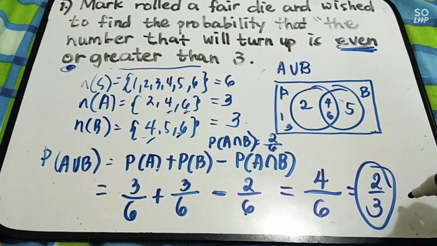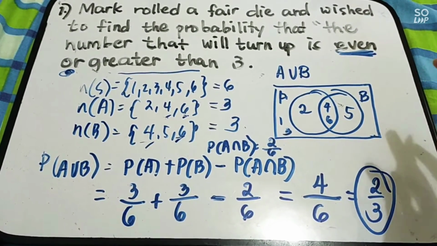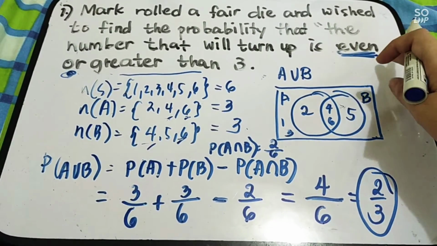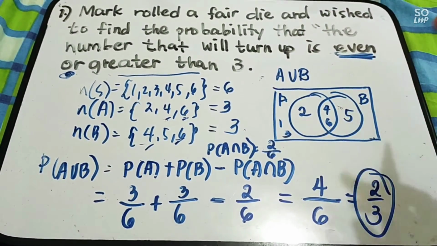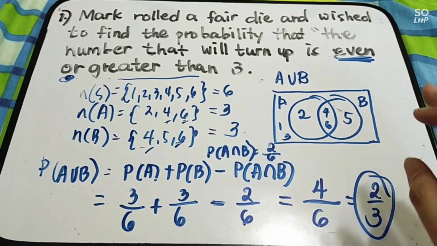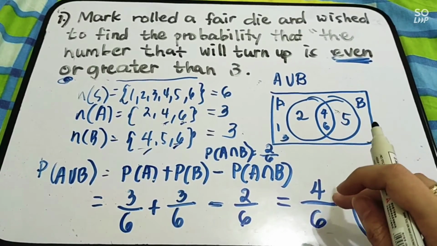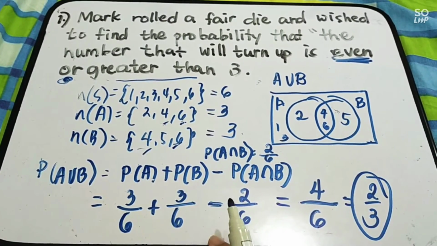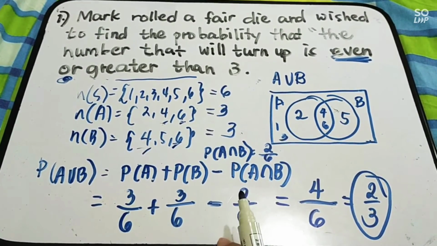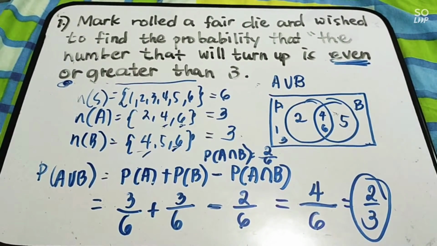So, this is the probability that Mark can find numbers that are even or greater than 3. Ganun lang po. So, i-involve mo dito yung ating probability of events for us to find the probability of the union of two events. Is it clear? Let us have more examples.